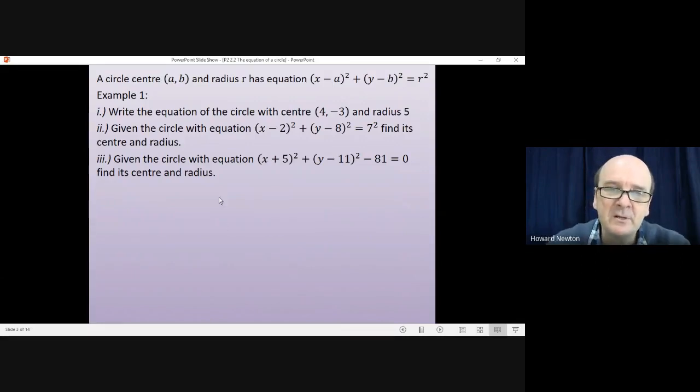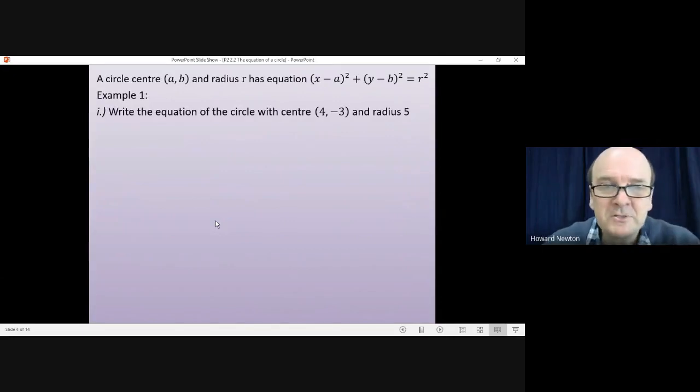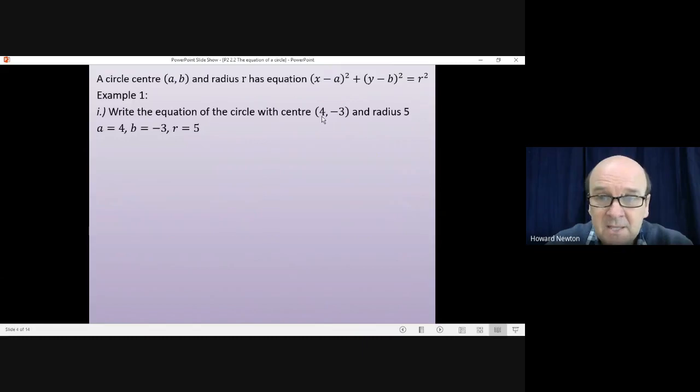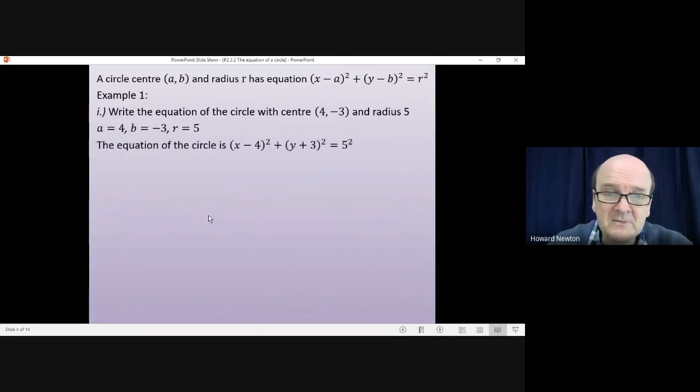Okay, let's have a look. So question 1 asks us to write the equation of the circle where we're told the center, it's (4, −3), and we're told the radius is 5. So in this question, a is equal to 4, b is equal to −3. You do have to be careful with signs with these questions. And r, the radius, is equal to 5. All we have to do is substitute those values into the equation. And that gives us that the equation of the circle is (x − 4)² + (y + 3)² = 5², or 25.